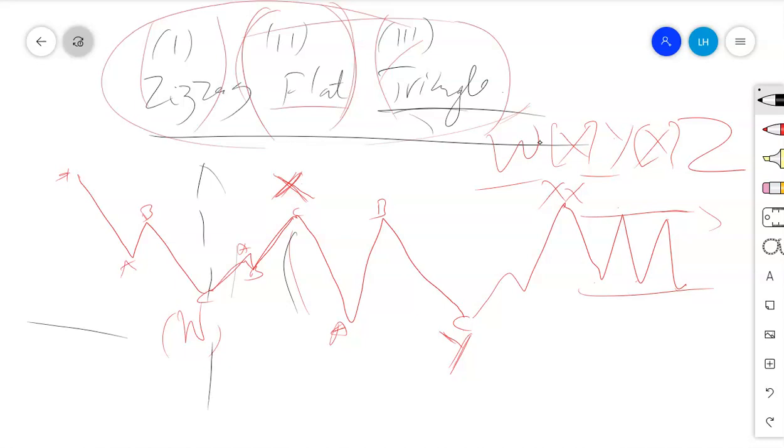Now it had this link that joined the first and the second. Now the second corrective move is not supposed to be a zigzag again. The second corrective move will be another corrective structure, whereby it can be a flat or it can be a triangle. It depends on whether you have a WXY or you have the WXYXZ. If you have a WXYXZ, we expect the second one should be a flat and the final will be a triangle.